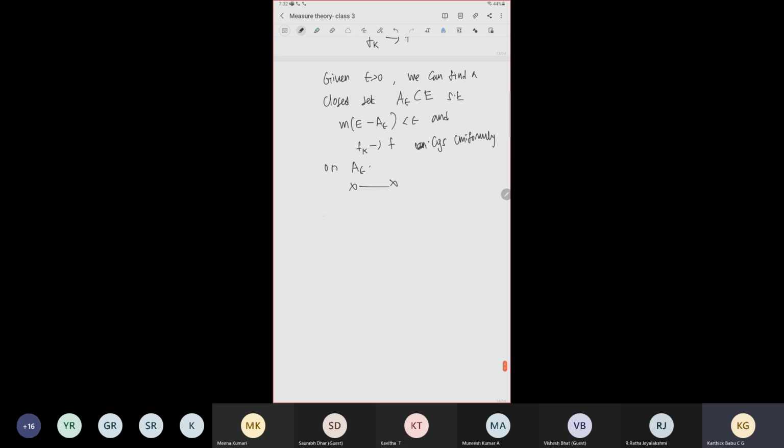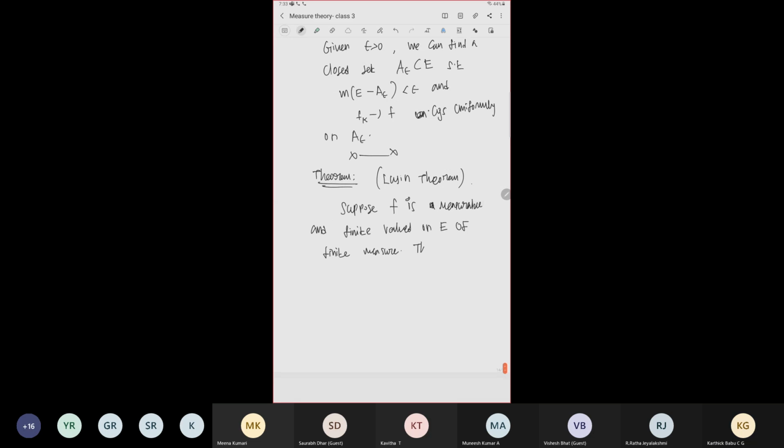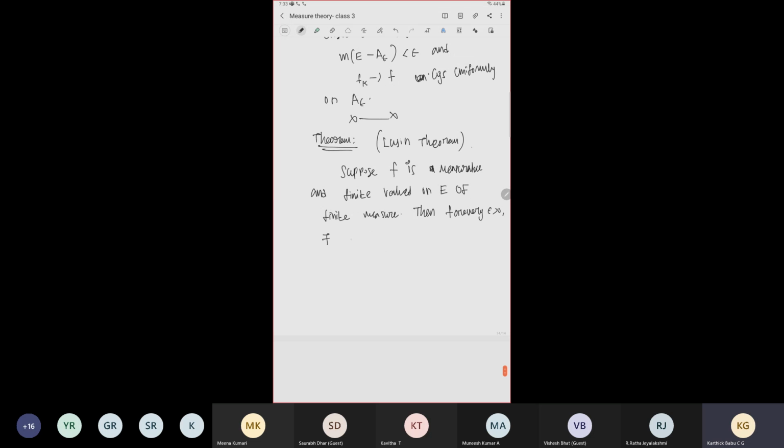Now the second principle is about continuous functions. So every function is nearly continuous. What does this mean? We can describe it. Suppose f is measurable, finite valued on E of finite measure. So we assume this, then for every epsilon there exists a closed set F epsilon.